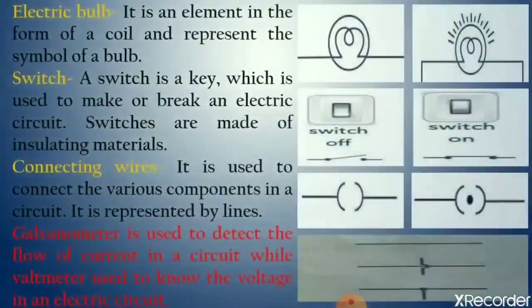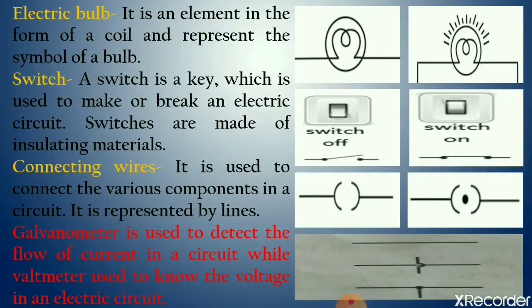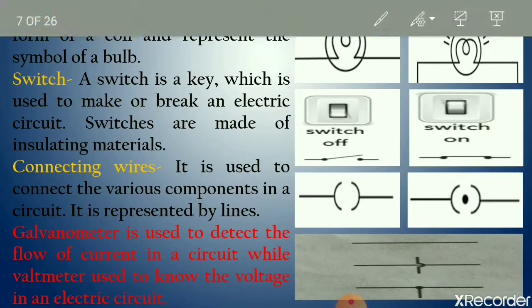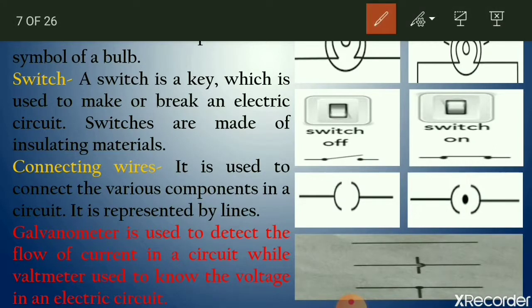Now, the electric bulb. An electric bulb has an element in the form of a coil, and you can see these two are the symbols of an electric bulb. The first one represents the off bulb, and the second one represents the bulb glowing, so this is the on bulb.